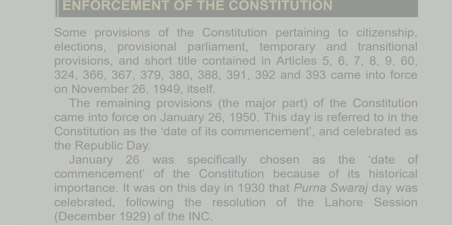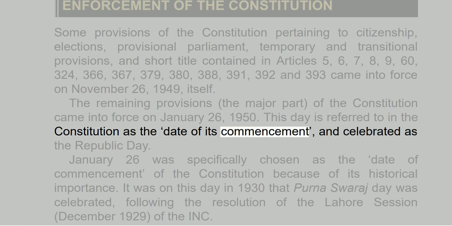Enforcement of the Constitution. Some provisions of the Constitution pertaining to citizenship, elections, provisional parliament, temporary and transitional provisions, and short title, contained in Articles 5, 6, 7, 8, 9, 60, 324, 366, 367, 379, 380, 388, 391, 392 and 393, came into force on 26 November 1949 itself. The remaining provisions, the major part, of the Constitution came into force on 26 January 1950. This day is referred to in the Constitution as the date of its commencement, and celebrated as the Republic Day.